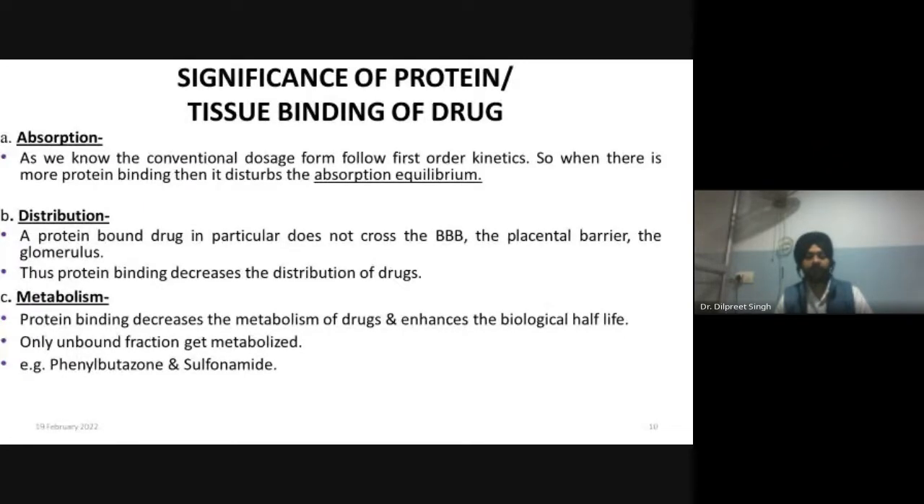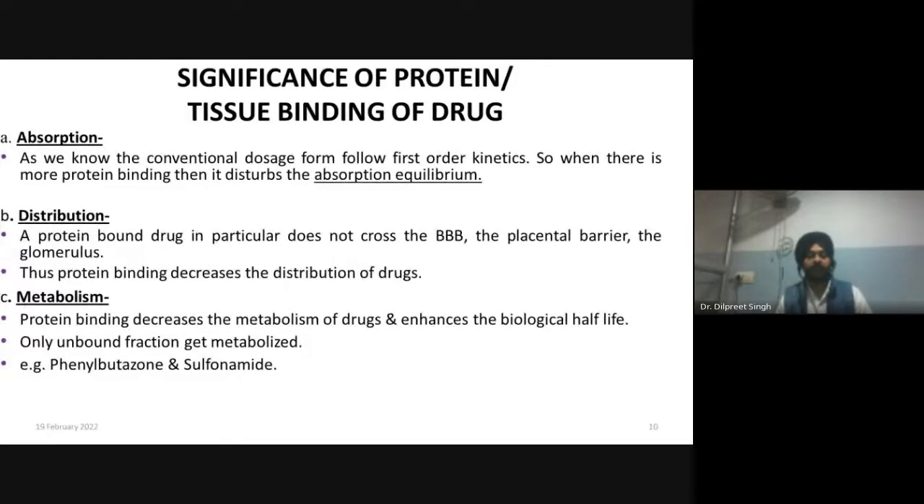B is the distribution. A protein-bound drug does not cross the blood-brain barrier, the placental barrier, or the glomerulus. Thus protein binding decreases the distribution of the drug. But in neonates or in the elderly, because the blood-brain barrier has not been fully developed, the binding affinity is altered and the distribution of the drug is increased from central to peripheral compartments.